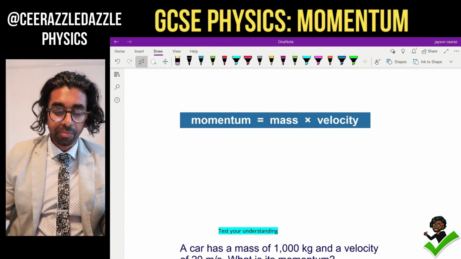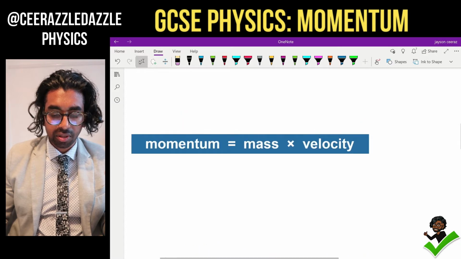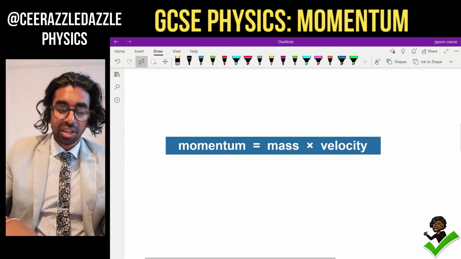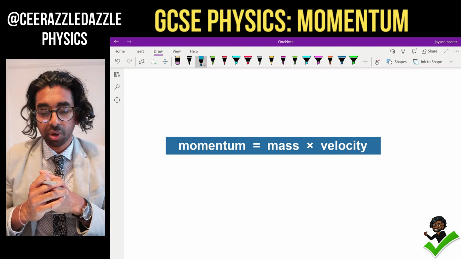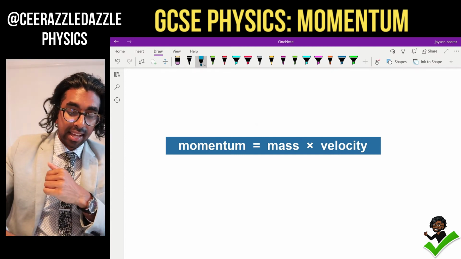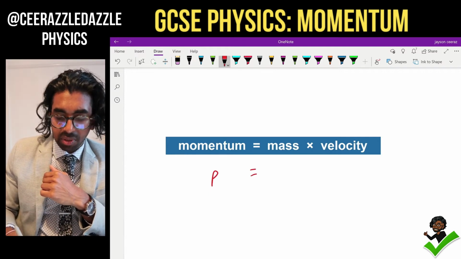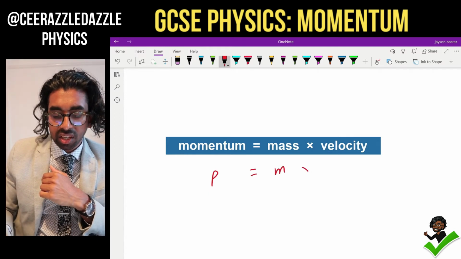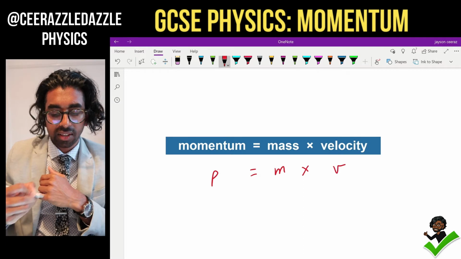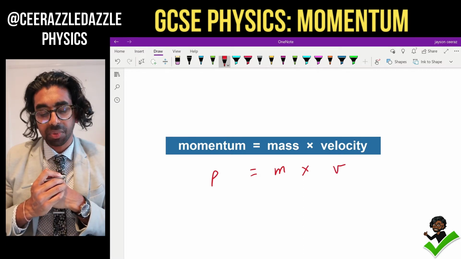So, to calculate momentum, here we go. Momentum is equal to mass multiplied by velocity. And in symbols, momentum is given by P, mass is going to be M, and velocity is going to be V. So P is equal to M times V.